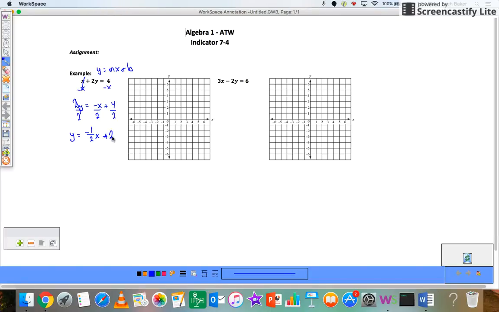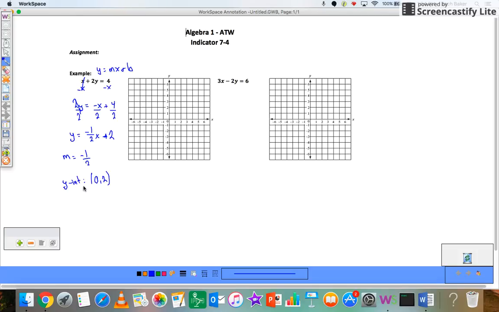Okay? Now, with that, we can go through and identify some things for our graph. First of all, we can identify the slope right away. That's going to be the number that's right there in front of the x, which is negative 1/2. What we can also identify is the y-intercept. That's going to be the number that comes after this, which in this case would be 0, 2.